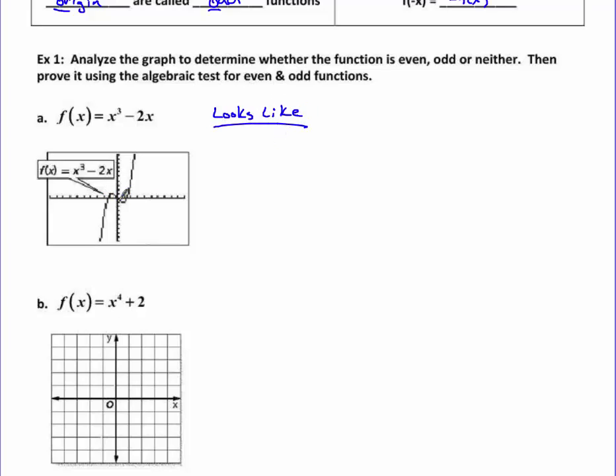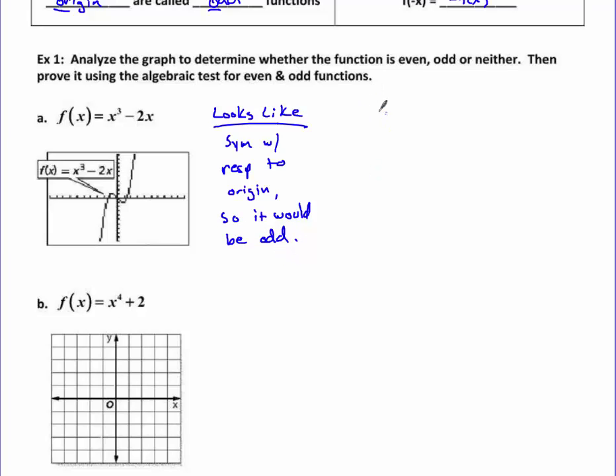Okay, it doesn't look like it's symmetric with respect to the x-axis to me. It also doesn't look symmetric with respect to the y-axis, but it does look like it might be symmetric with respect to the origin. Because a lot of times these curvy ones like this are symmetric with respect to the origin. So I'm going to say it looks like it's symmetric with respect to the origin. So it would be odd if I'm right.